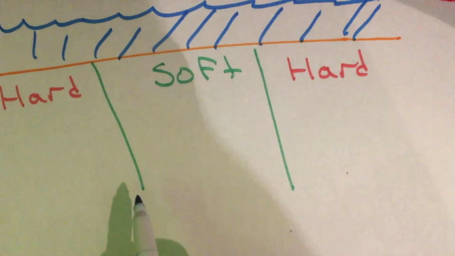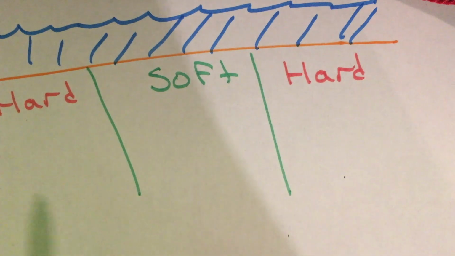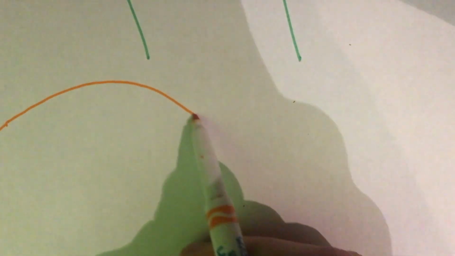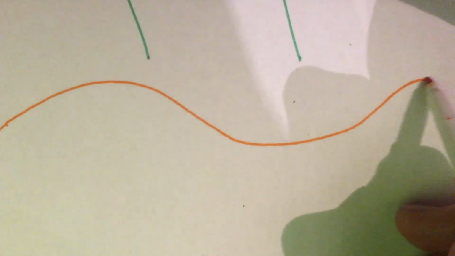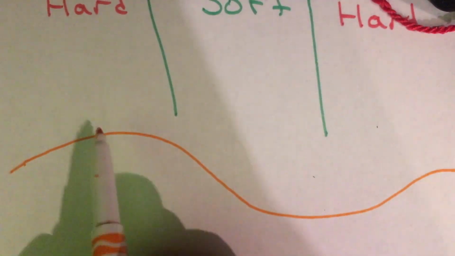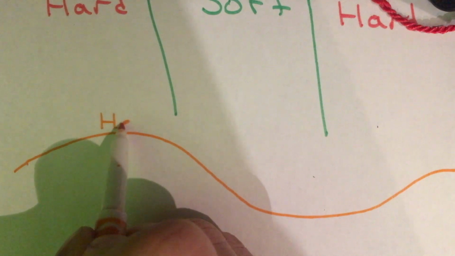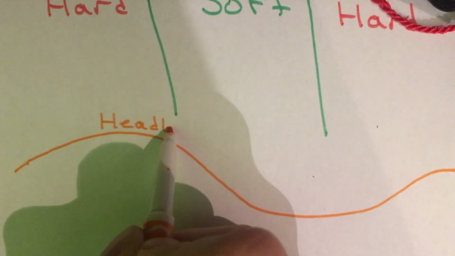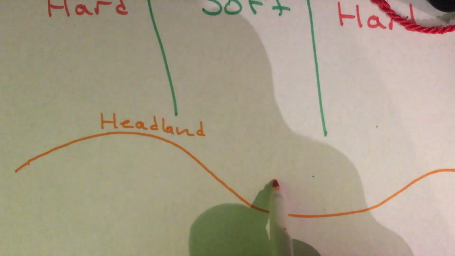So after a while, you're going to end up with something looking a little bit like this. It's going to start right here, it's going to go up, and then it's going to go down like that. So this is called a headland, and this is called a bay.